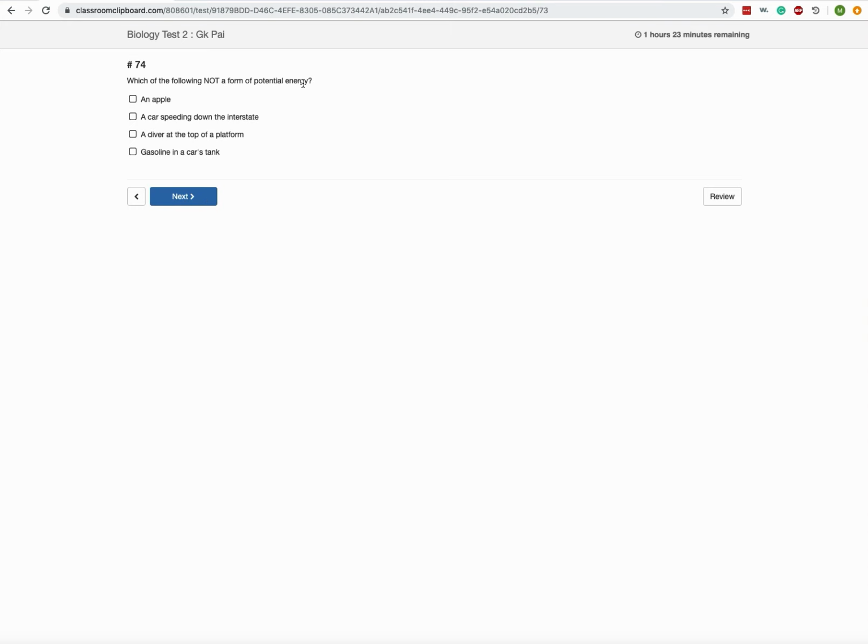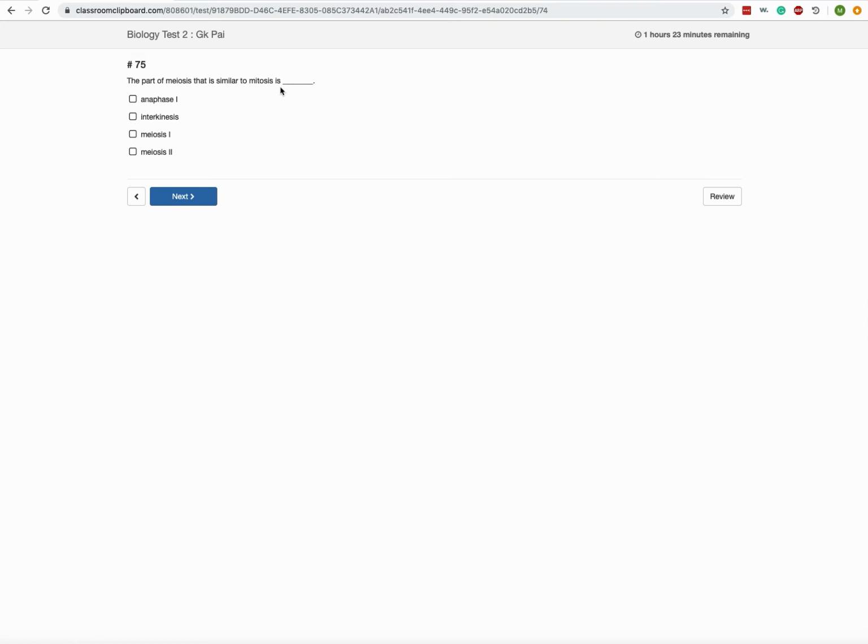Which of the following is not a form of potential energy? Well, an apple has energy in its chemical bonds. A diver has potential energy that he can release by jumping off a platform. Gasoline has a lot of potential energy. A car speeding down an interstate, that's going to be kinetic energy, not potential.